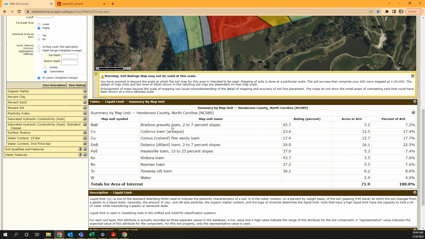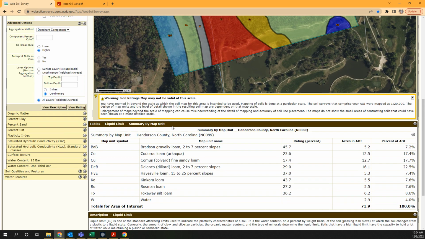expecting the soil to behave like a liquid instead of a plastic material or a solid material. So in general, the higher this liquid limit, the less likely it is to behave as a liquid, if that makes sense. So in general, for most engineering purposes, you want something that has a higher liquid limit.